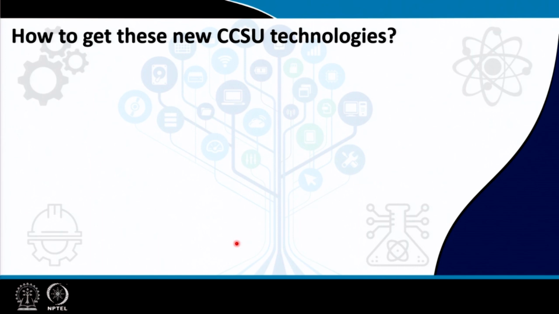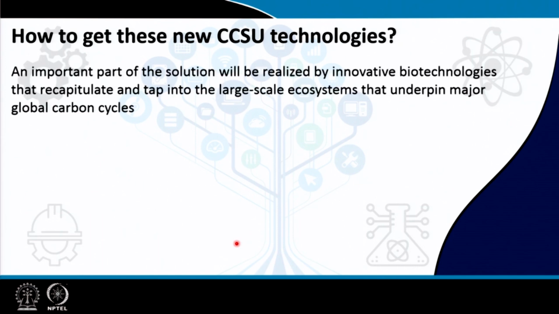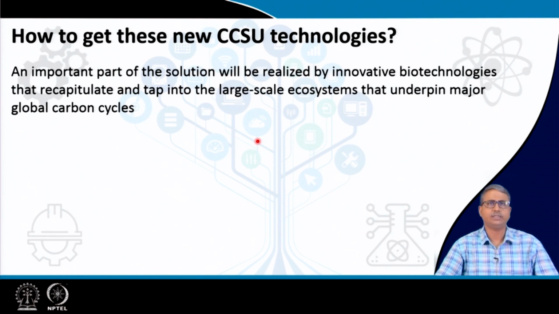Now, how to get these new CCU technologies? An important part of the solution will be realized by innovative biotechnologies that recapitulate and tap the large scale ecosystems that underpin the major global carbon cycle. Now, it is important to understand that these large scale ecosystems like the soil, the ocean, the deep earth crust, have been cycling carbon for billions of years.